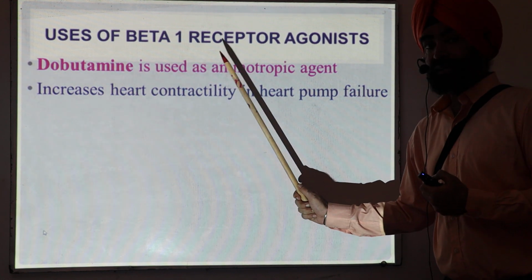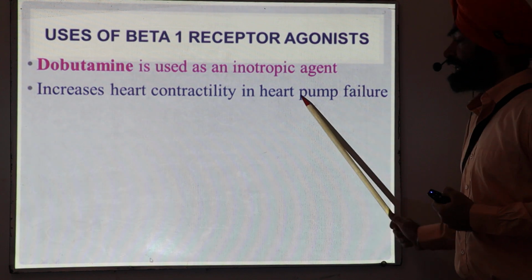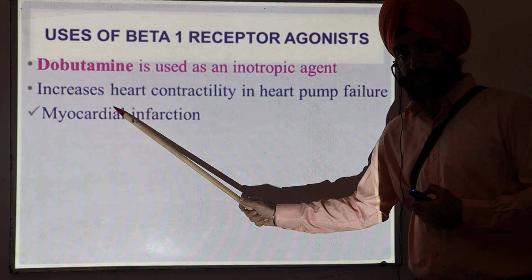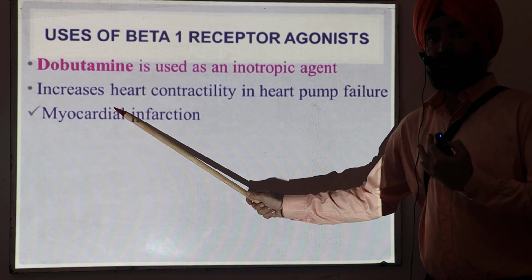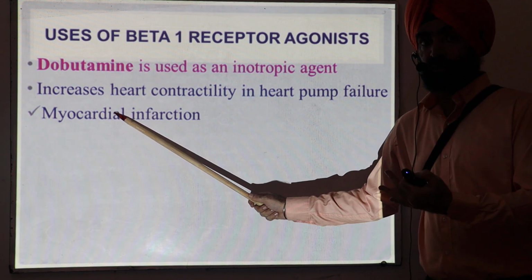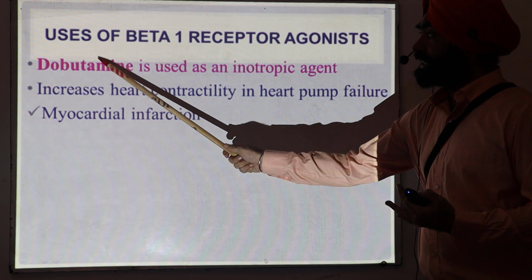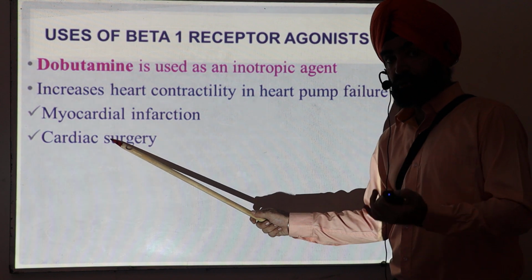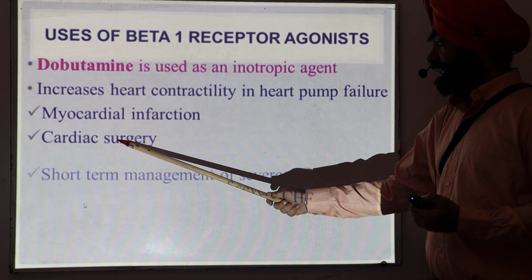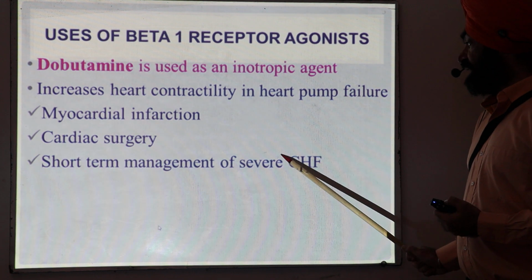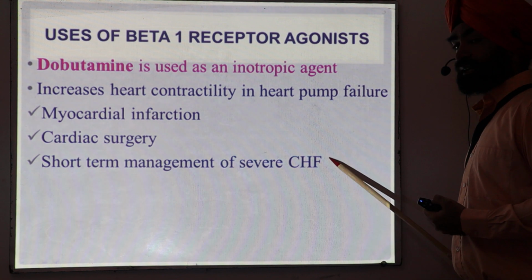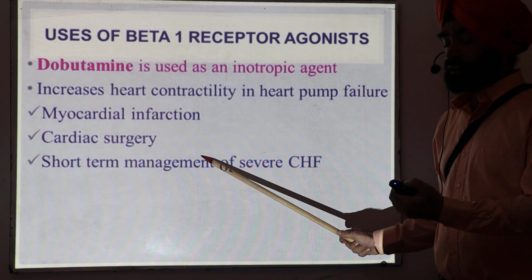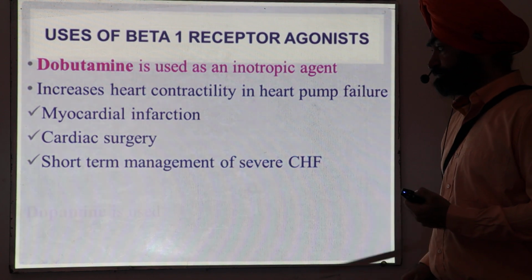So what are the conditions in which heart pump failure can take place? Like in myocardial infarction. If you see in myocardial infarction, the pumping capacity is reduced, the heart is not pumping, then you can give dobutamine. Heart failure in cardiac surgery, or severe congestive heart failure, we can use it for short-term management, for a short period of time, to improve the contractility.